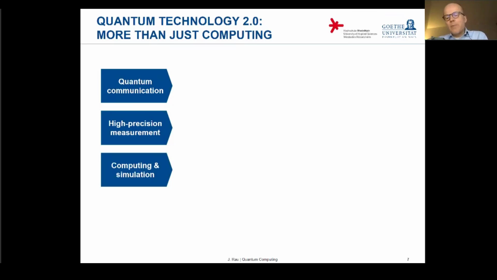And there are two basic types that we will encounter in this course. One is gate-based quantum computing. The other is quantum simulation. So these are different variants of quantum computing. And so this is part of a bigger picture.